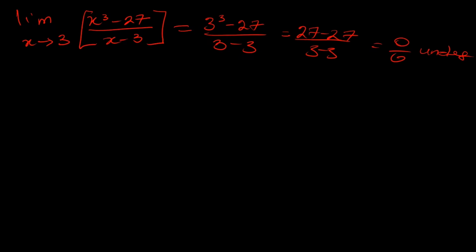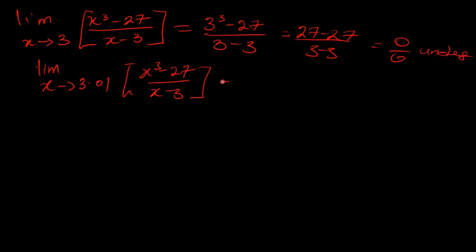But then, like I said earlier on, if the limits do exist, you can do a simple simplification, or you can just choose a number which is closer to the limit. So here let's choose a number which is closer to the limit as 3.01 of x cubed minus 27 all over x minus 3. We've chosen a number which is much closer to 3, which is 3.01.